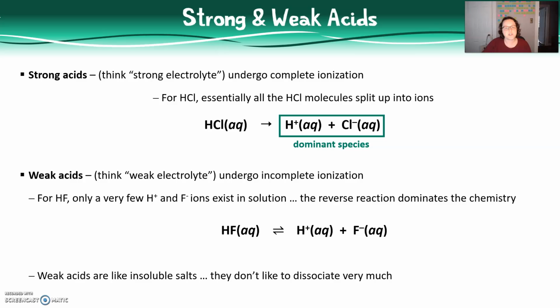Acids that only partially dissociate into ions in aqueous solution are called weak acids. Therefore, the dominant species in solution is the intact acid molecule because only a few of the ions are created.